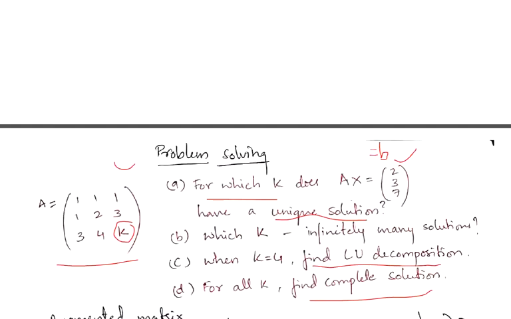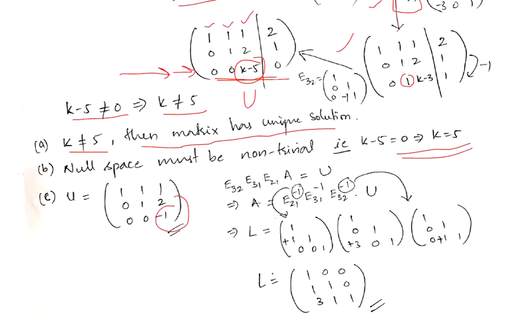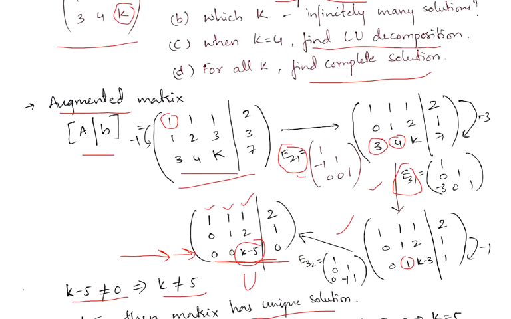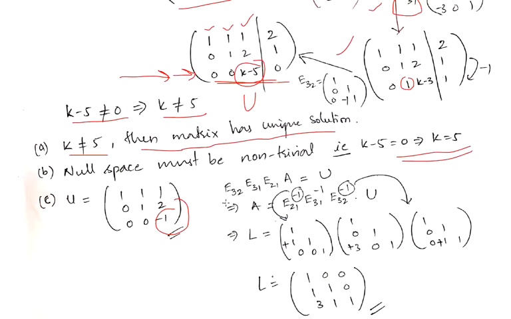I told you, whenever an elimination matrix is multiplied with the resulting matrix, it will result in the previous matrix. Remember, the elimination matrix multiplied with the resultant matrix will result in the original matrix. On those lines I have written E32, E31, E21 into A is equal to U.